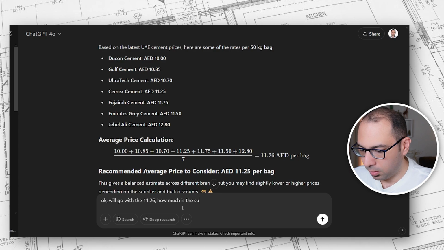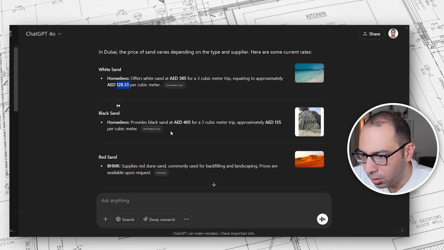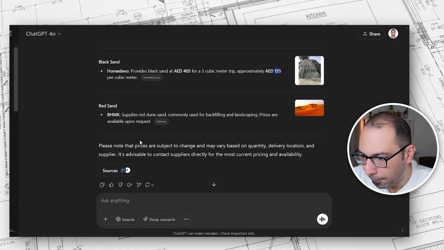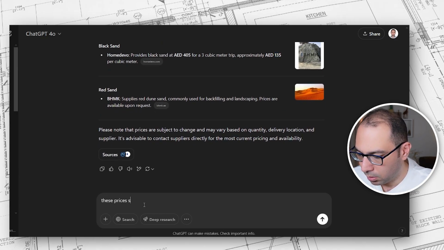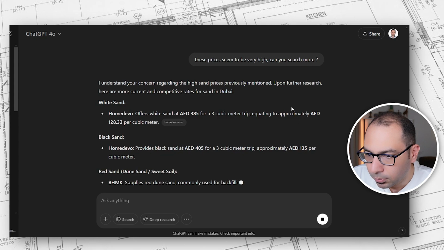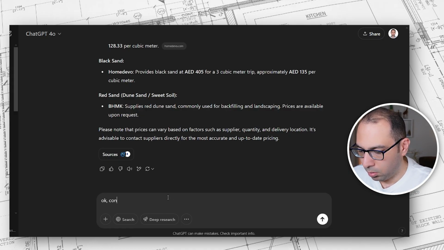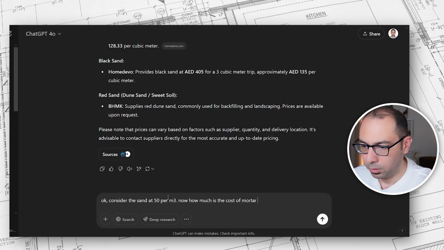How much is the supply of sand per cubic meter in Dubai? Okay, so this is very high, 128. Here 135, again high. Okay, these prices seem to be very high. Can you search more? Okay, consider the sand at, let's say, 50 per cubic meter. Now, how much is the cost of mortar required?